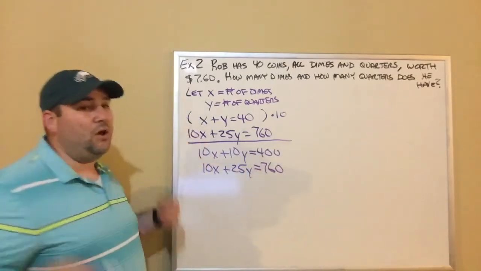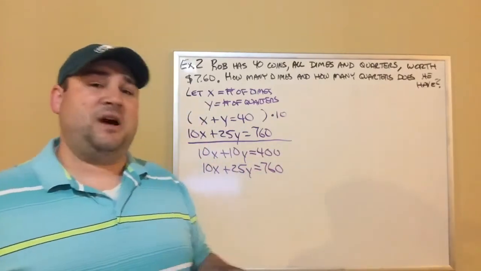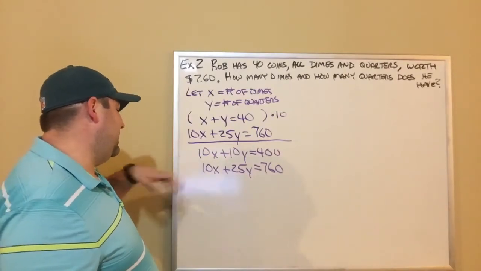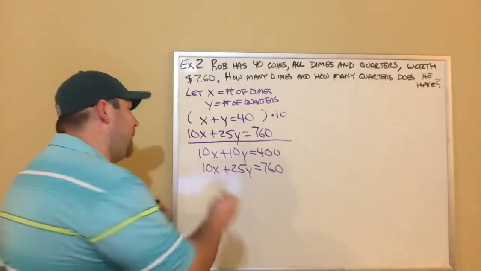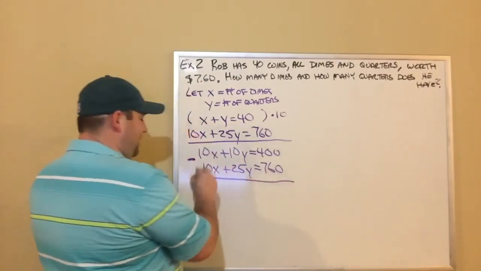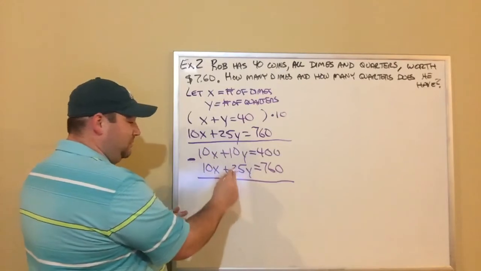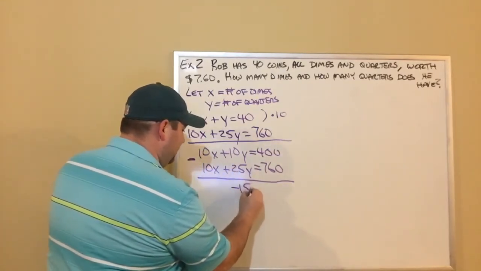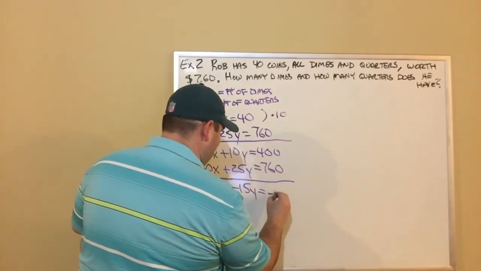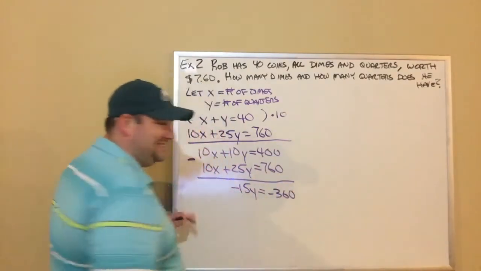And now I'm just solving a system of equations by the elimination method, which we've done. So I look at this, I got 10x, 10x. Do I add or subtract? Well, 10 minus 10 is 0, so I subtract. So I do that. My 10s cancel out. 10y minus 25y is negative 15y. 400 minus 760 is negative 360.